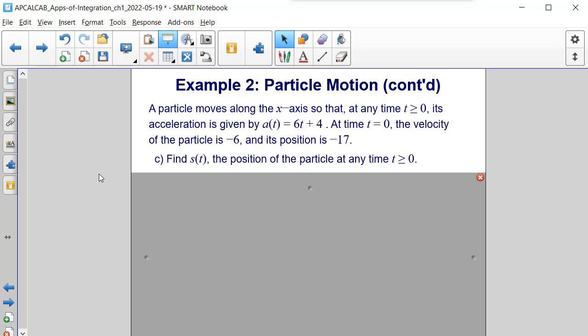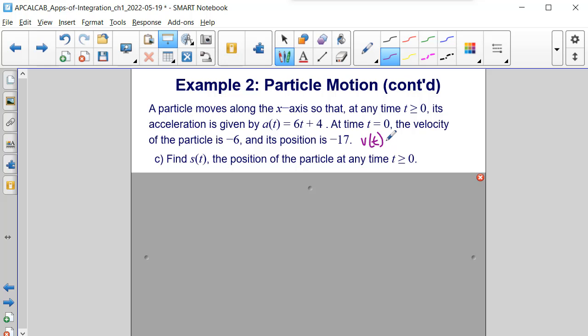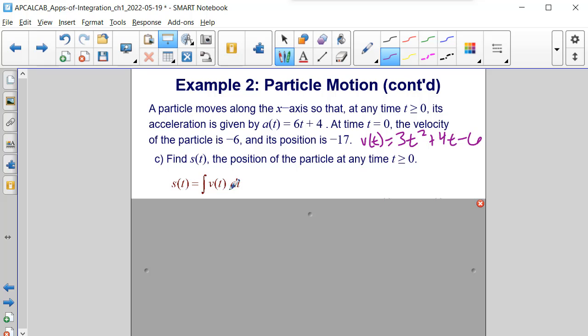Now let's look at the last part of this example. We're asked to find s of t, the position of the particle, at any time t that is greater than or equal to 0. Well, we have the acceleration and we found the velocity. The velocity function is 3t squared plus 4t minus 6. So in order to find the position function, we are going to integrate this velocity function. And we're going to integrate it with respect to time.